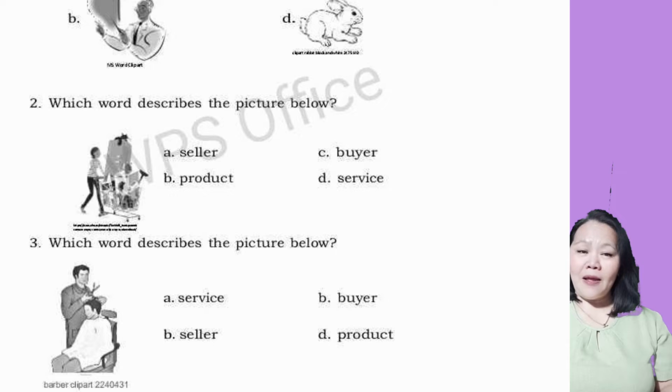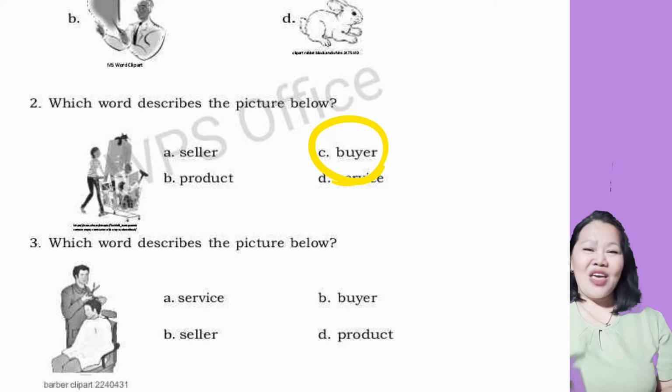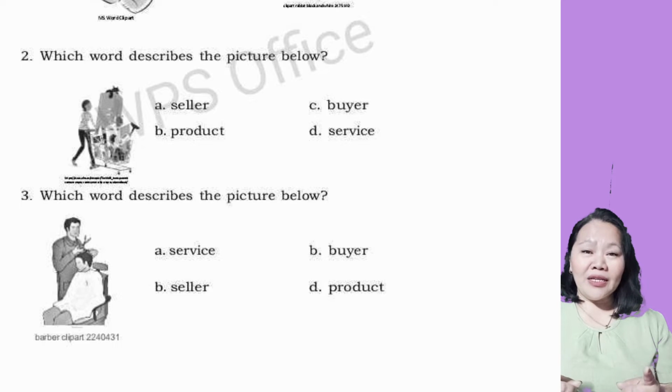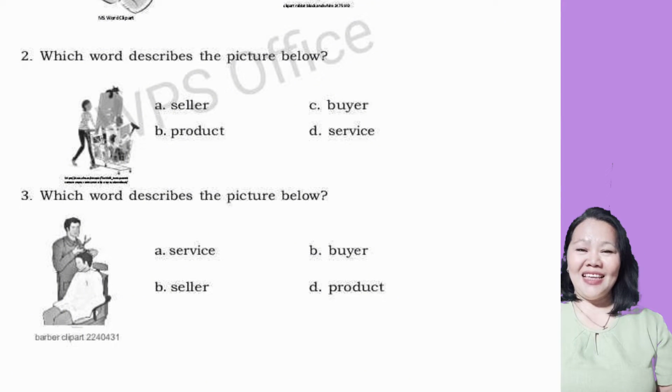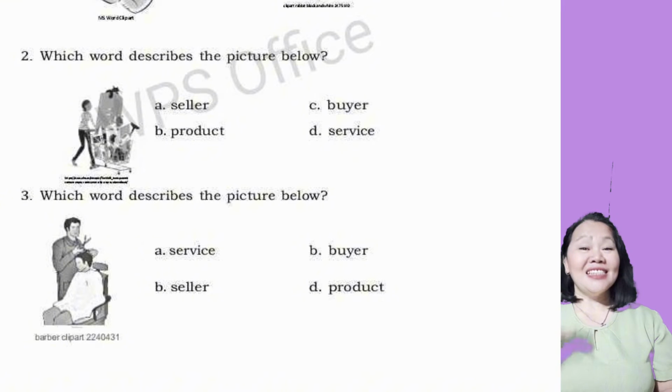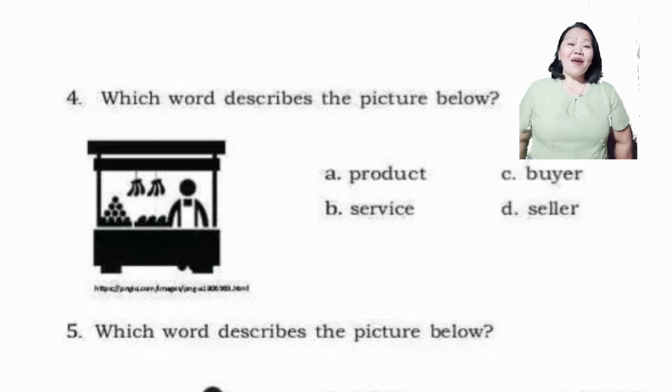For number 2, which word describes the picture below? A. Seller, B. Product, C. Buyer, D. Service. And your answer is letter C. Very good. And for number 3, which word describes the picture below? A. Service, B. Seller, C. Buyer, D. Product. And your answer is letter C. Buyer. Very good.